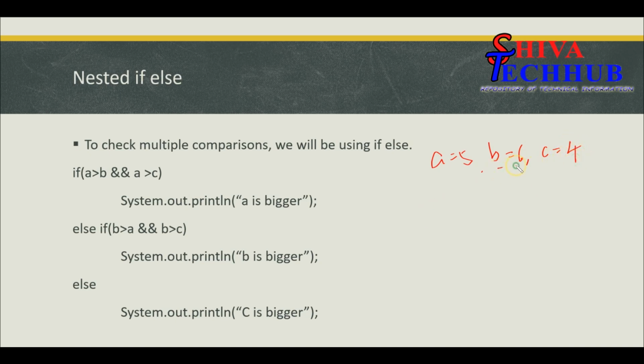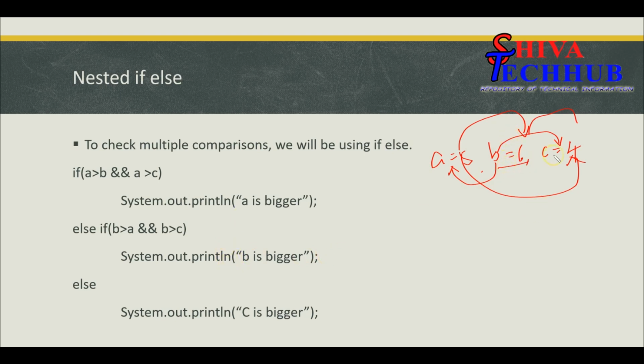In this case, b is the greatest, we know, right? So in terms of programming, how can we check the greatest of these three numbers? First we will compare a with b, then a with c, right? Then we will compare b with c and b with a. So we compare one value with the other two values, and if it is greater than the other two values, then you can conclude that this is the greatest. Similarly, you will compare b. If it is greater than a and c, then you will print b is bigger.